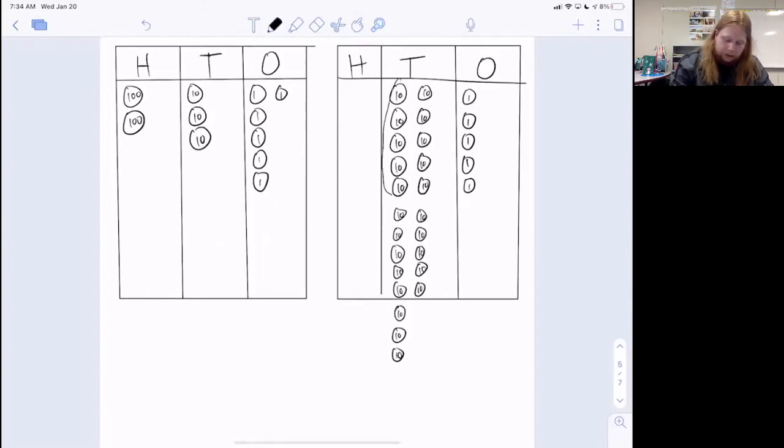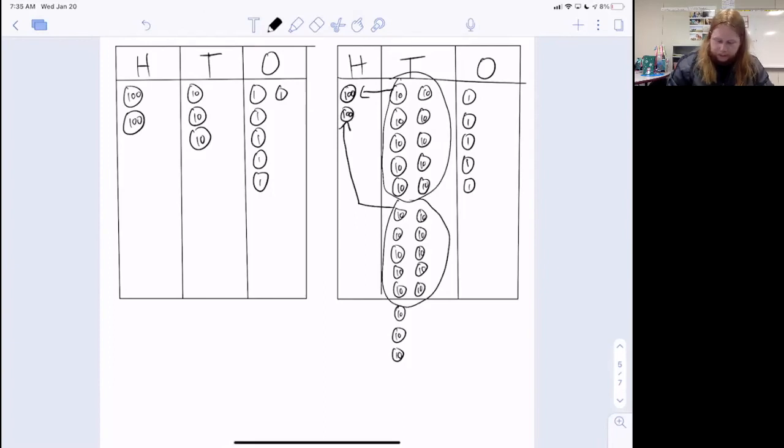So we have 10 tens here. I can convert that into a 100 chip. We have 10 tens here. I can convert that to another 100 chip. And that leaves us with those 3 tens down there.